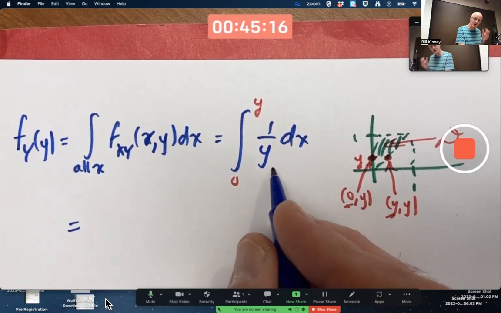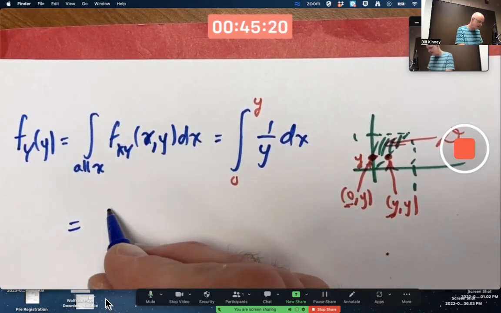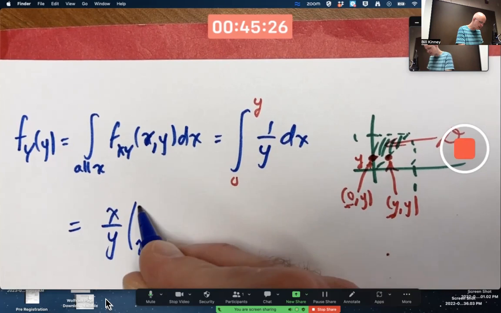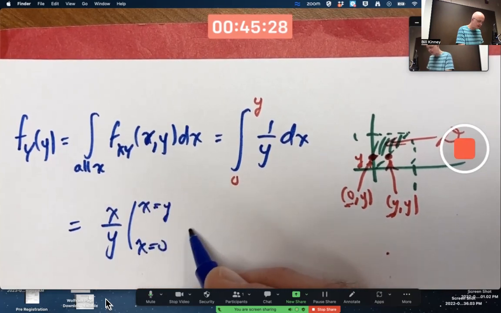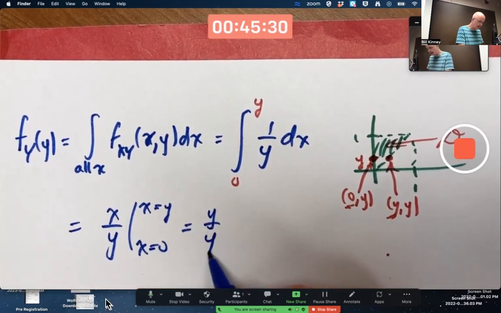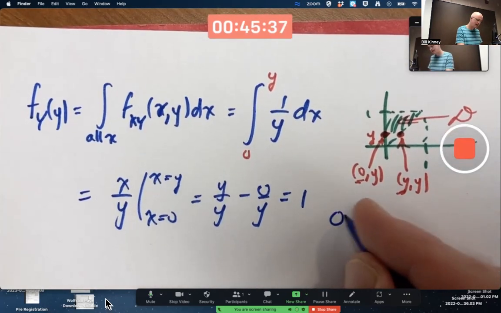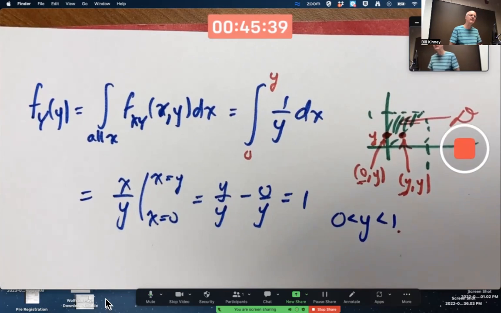Integrate with respect to x. You don't see an x. Well, treat 1 over y as a constant. So if I integrate that with respect to x, I get x over y, with x going from 0 to y. Which gives me y over y minus 0 over y, which is 1, for y between 0 and 1. It's a uniform distribution. The distribution of y is uniform.